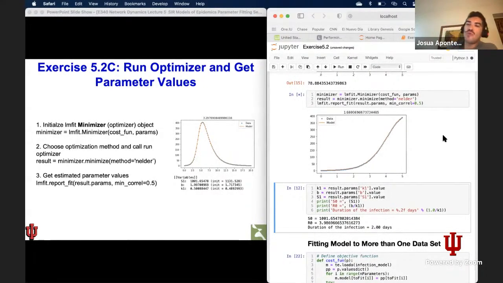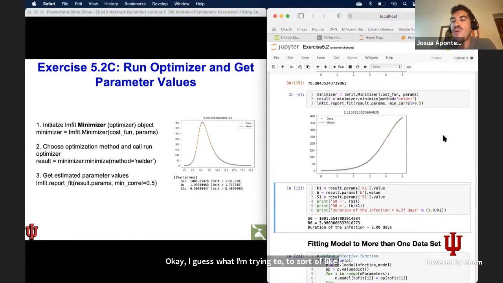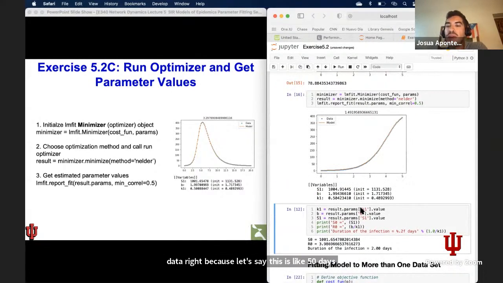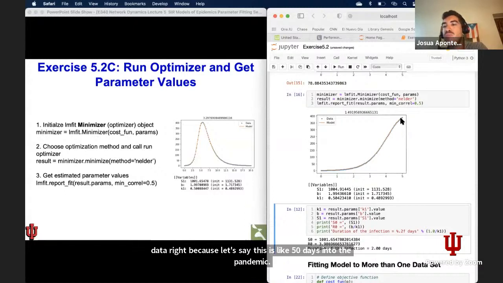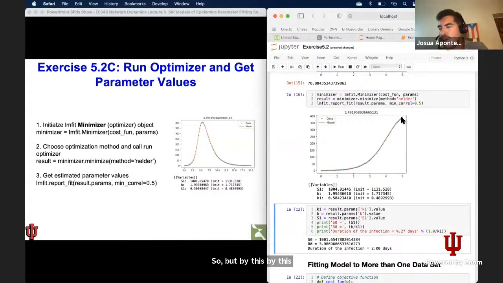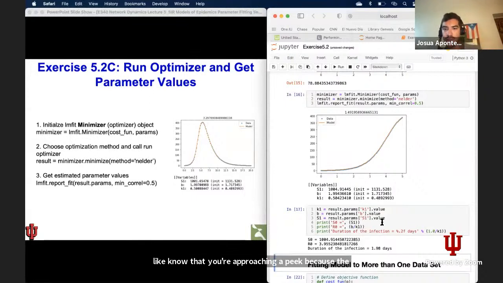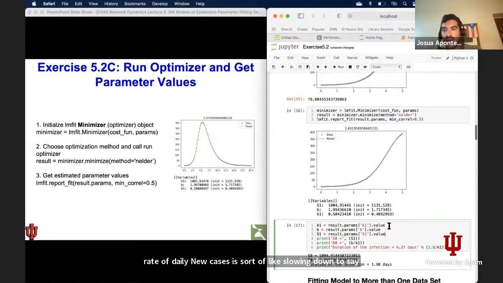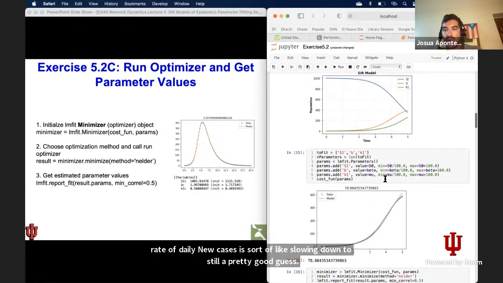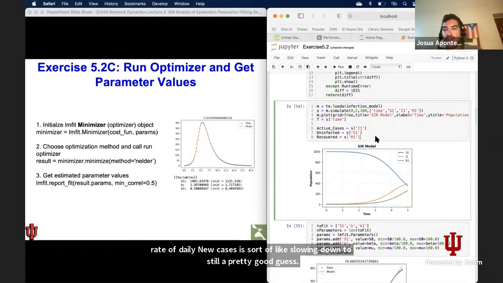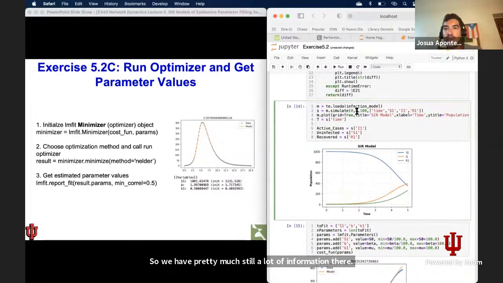And again, what I'm trying to simulate here is the fact that at the beginning of the pandemic or the epidemic, you might not have complete data, right? Because let's say this is like 50 days into the pandemic. But by this point, you already know that you're approaching a peak because the rate of daily new cases is slowing down. So it's still a pretty good guess, so we have still a lot of information there to be able to estimate.